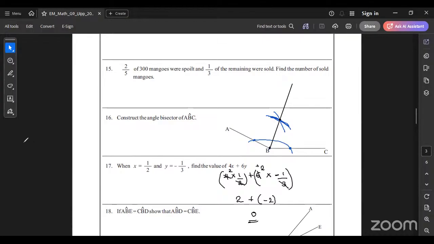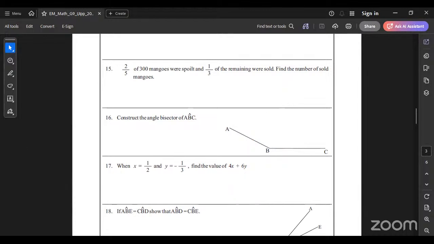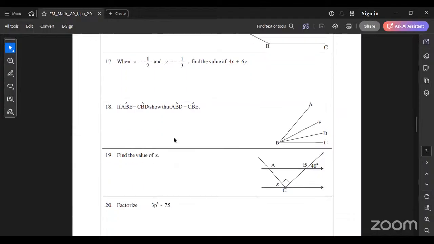And question number 18. If ABE equals CBD, show that ABD equals CBE. What is ABE? ABE is this angle, and equal to, on the other side, CBD. And show that ABD equals CBE.